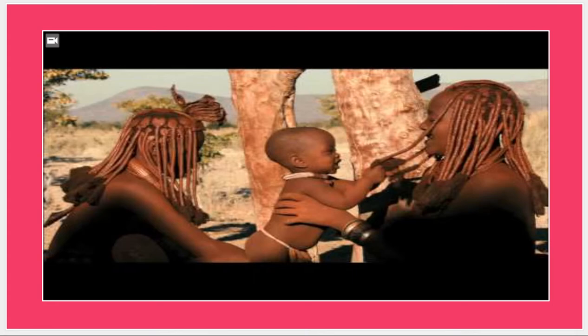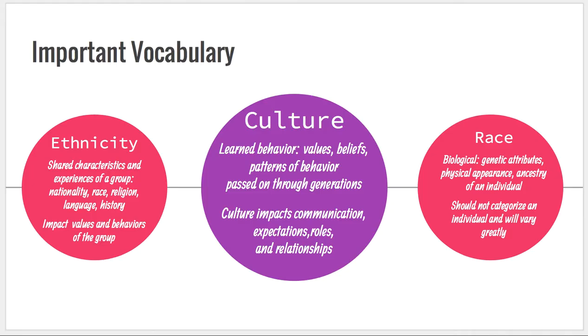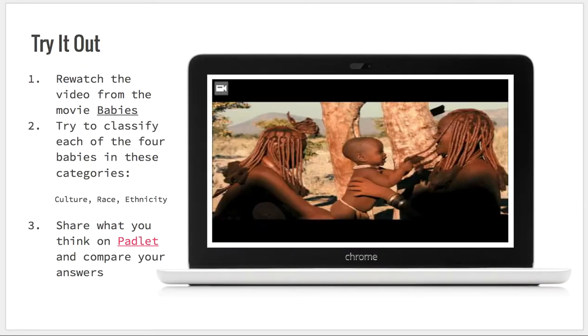But we're going to watch the trailer, and then we're going to be looking within the video for 3 important vocabulary words: ethnicity, culture, and race. Read about each of these vocabulary words, then go back to the video. You might want to rewatch it. It's only a couple minutes.